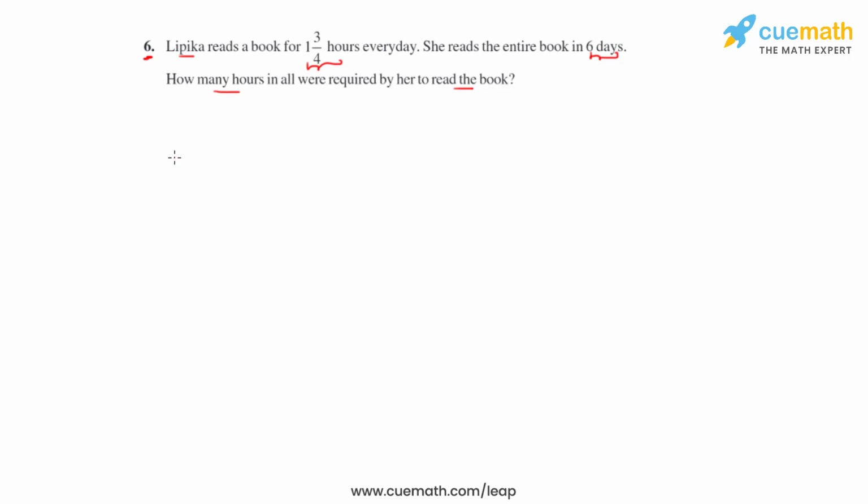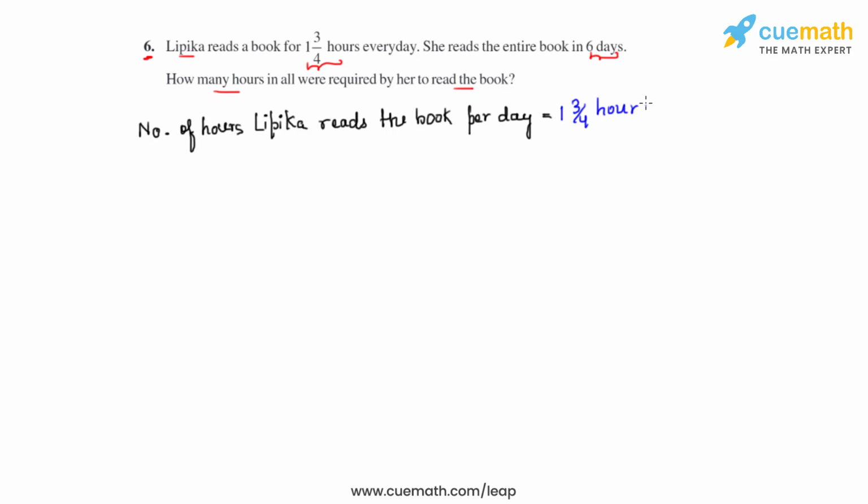So to start with, we'll first write the number of hours Lipika read the book per day, and from the question we can see that that is 1 3/4 hours every day. So converting this into an improper fraction, we write it as 4 times 1, 4 plus 3, which is 7. So 7/4 hours per day.